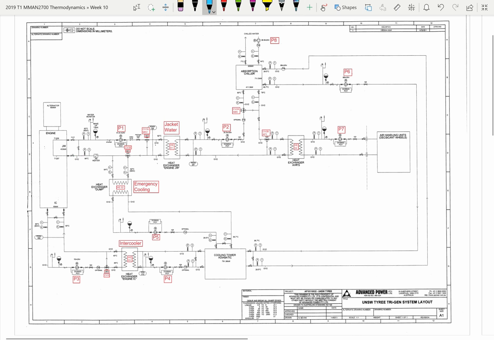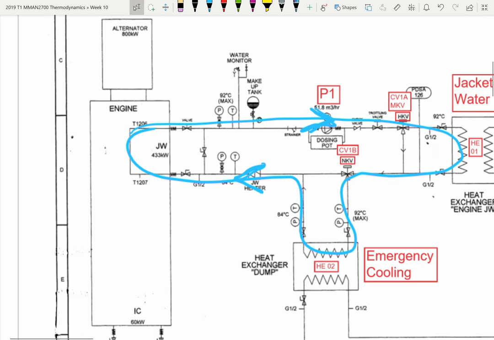Rightio. So out of the engine, we've got the jacket water heater, and that's this circuit here. Okay? Actually, I'll draw it so that it's got the whole loop in there. Okay? And the flow is going clockwise, right? Driven by a pump there. So the flow is going clockwise and it's taking heat from the engine.